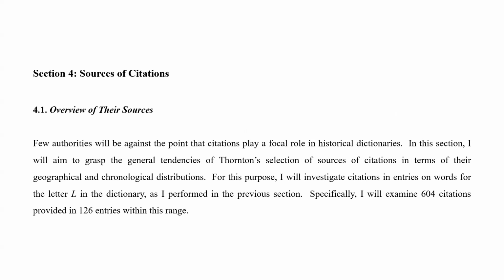Section 4, Sources of Citations. Section 4.1, Overview of the sources. Few authorities will be against the point that citations play a focal role in historical dictionaries. In this section, I will aim to grasp the general tendencies of Thornton's selection of sources of citations in terms of their geographical and chronological distribution. For this purpose, I will investigate citations in entries on words for the letter L in the dictionary, as I performed in the previous section. Specifically, I will examine 600 full citations provided in 126 entries within this range.